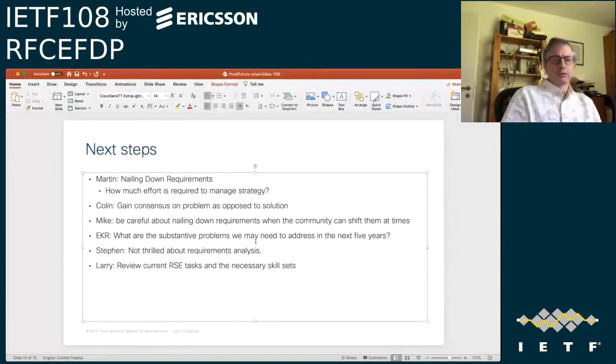Yeah, so it wasn't trying to express a lack of thrill. I'm often thrilled about lots of things. My concern is that requirements analysis might bias us towards getting a null set outcome, which implies no need for an RSE, which appears to be the choice or preference of some, but not all of the people involved in this discussion.